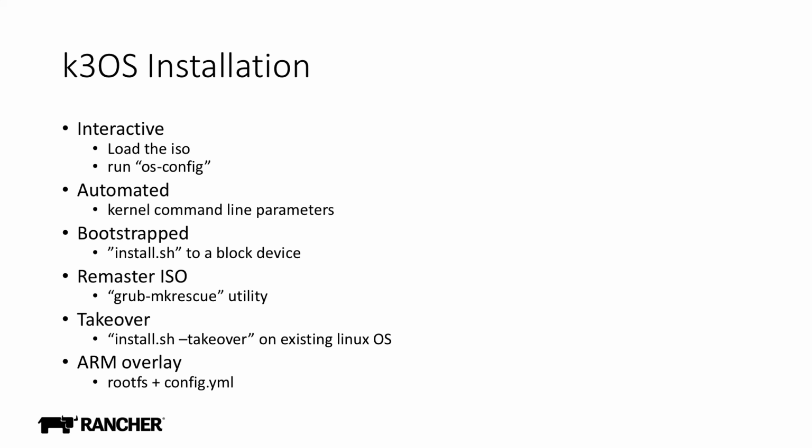And then you can do the ARM overlay, which is configuration that you set in the config.yaml and using the root file system. Now, they all have the ability to use cloud config type configuration as well. I'm going to show you a Packer Vagrant installation of K3OS. I've also done an installation of K3OS on a Raspberry Pi using the takeover method. So there are lots of ways, and I'm just going to show you one of them today.